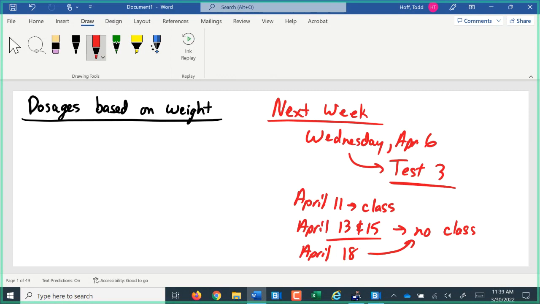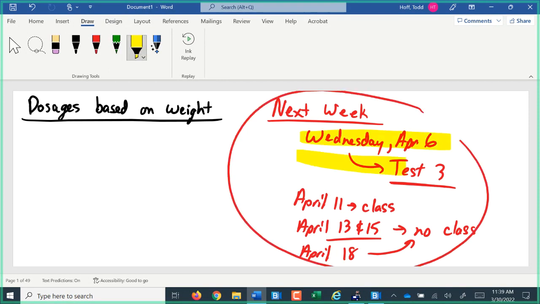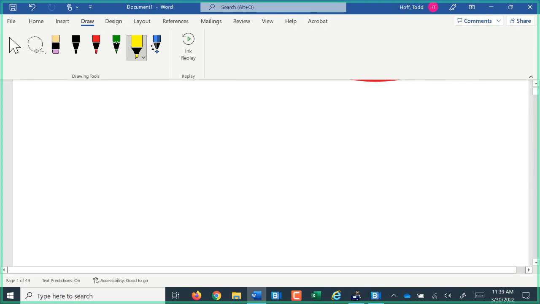There might be one day that one school is out for the rest of the year, but that should put us on pace. So the big thing to be ready for is next week, Wednesday, April 6th, with our Unit 3 test. And of course, we'll keep you posted on the scheduling more as we get closer to that week of April 11th.